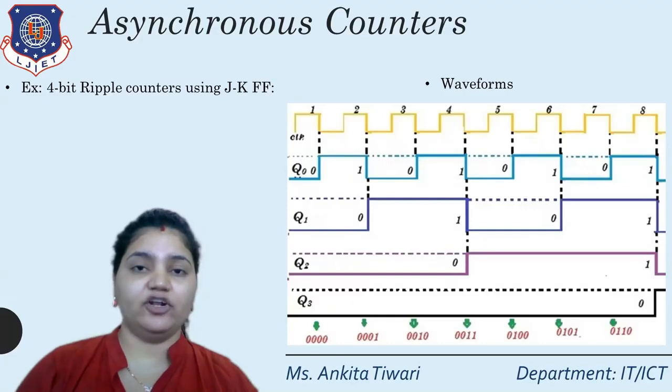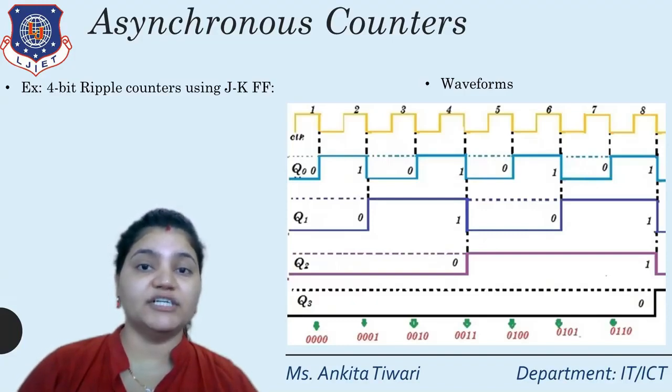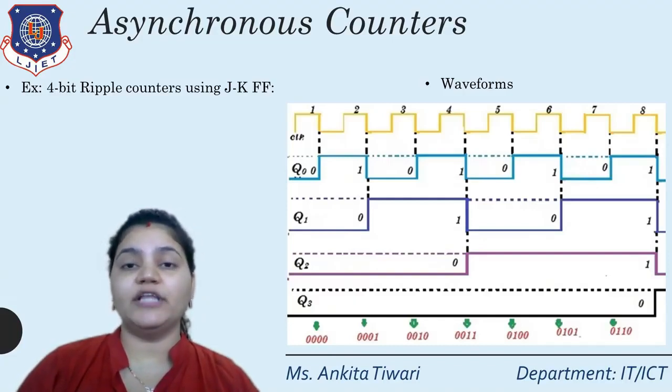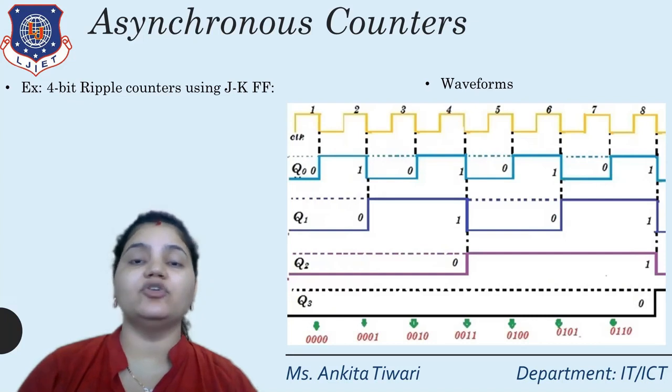We are taking the clock pulse transition from 1 to 0. So as you can see in the clock pulse, when it goes from 1 to 0, Q0 is taken from 0 to 1. Same thing: when Q0 goes from 1 to 0, Q1 will be incremented from 0 to 1. Same thing: when Q1 goes from 1 to 0, Q2 is taken from 0 to 1. Now, when Q2 goes from 1 to 0, Q3 is taken from 0 to 1.